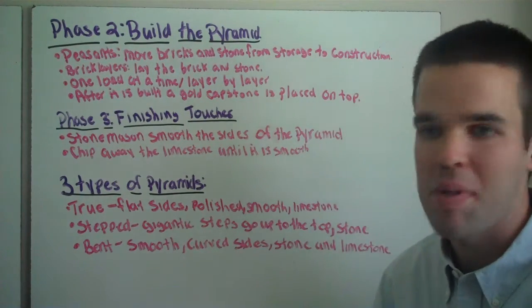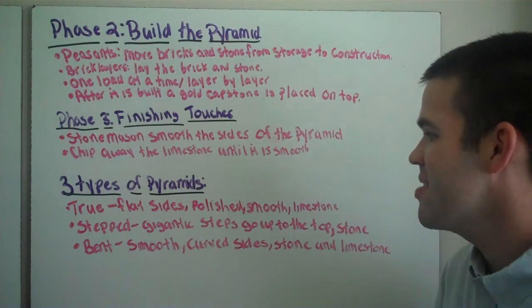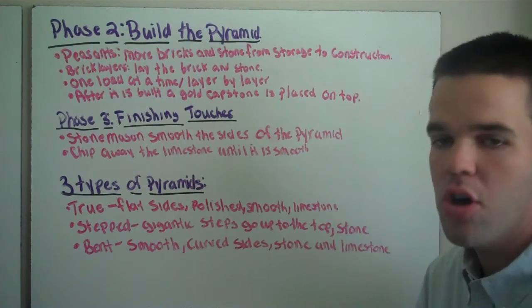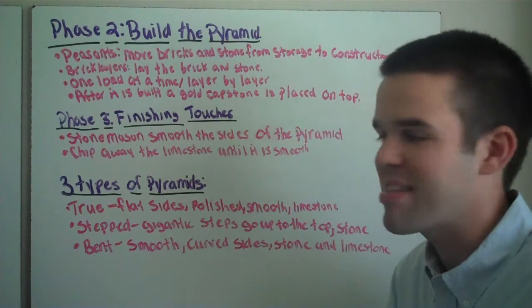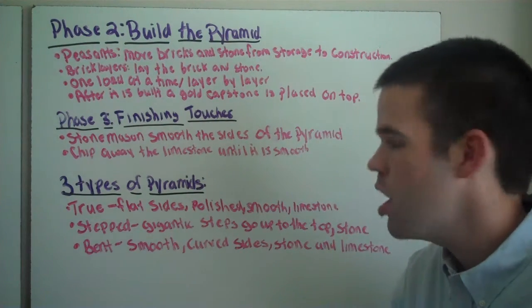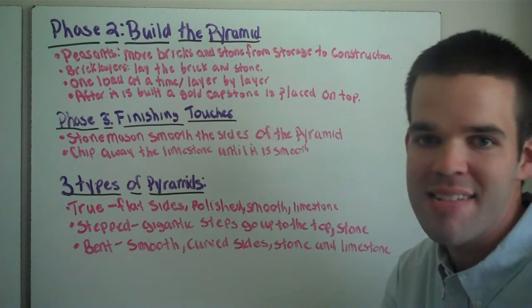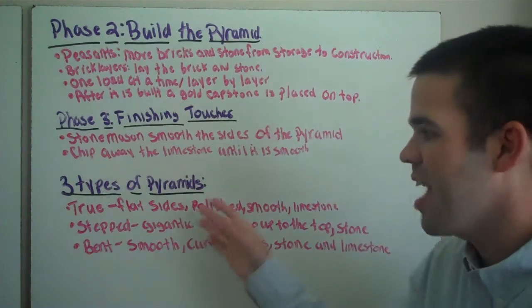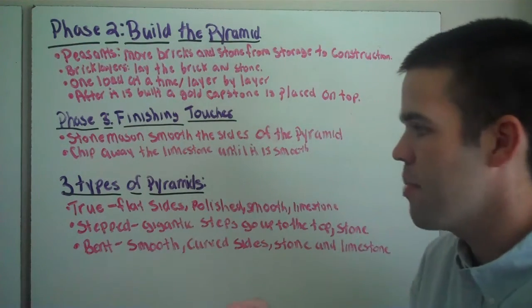What about the tops of pyramids? There's the true pyramid. This is the flat sides, this is the polished, this is smooth, this is limestone. The true pyramid is the pyramids that you will see in the pictures. You will also see in books, in magazines, in movies that take place in Egypt. Those are mostly true pyramids.